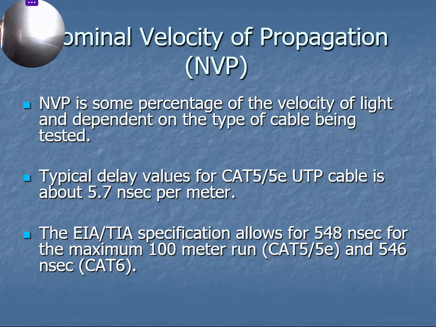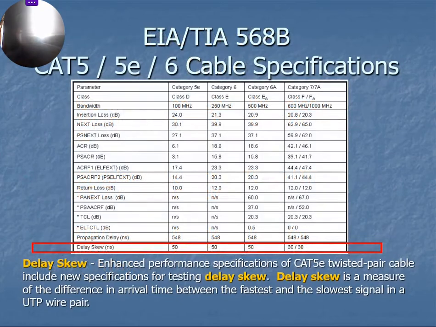It's reduced here, 546. So mini Cat6 is an improvement of the whole 100 meter cable. Is that okay? For the delay time, the propagation time. Okay, now let's move to the next one.